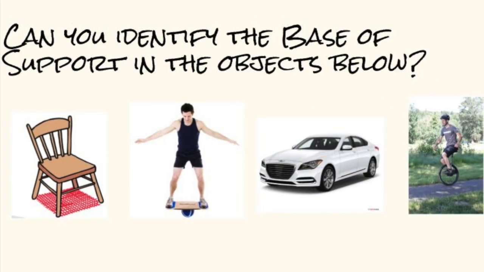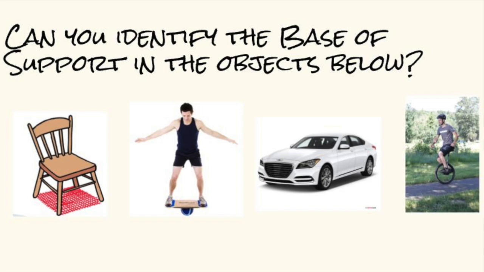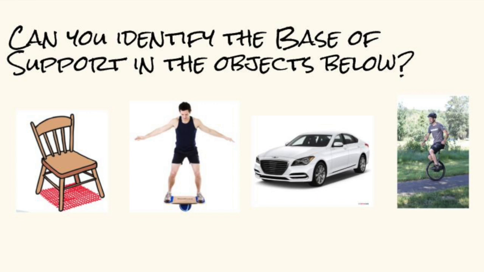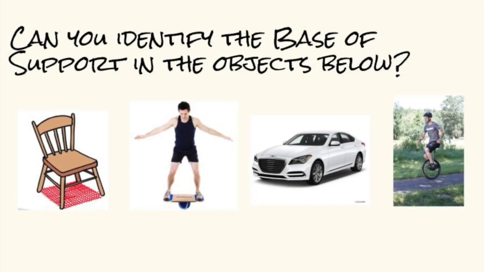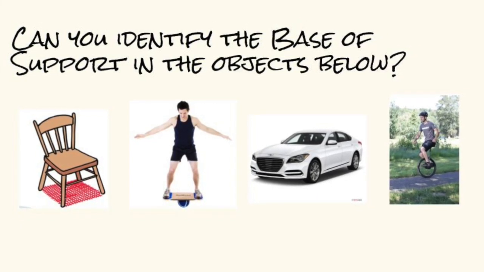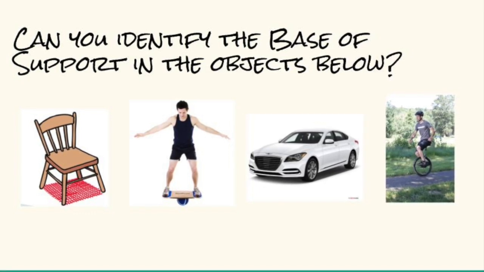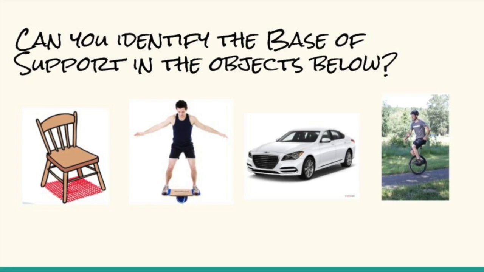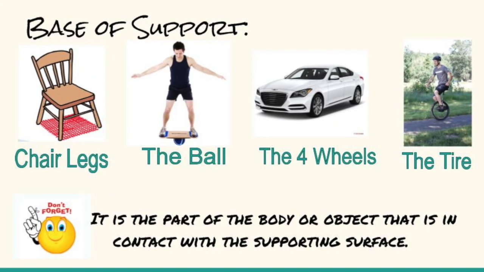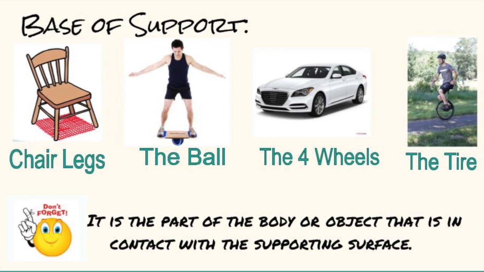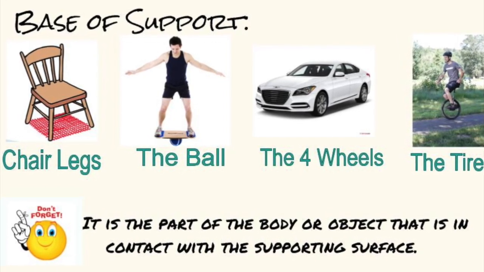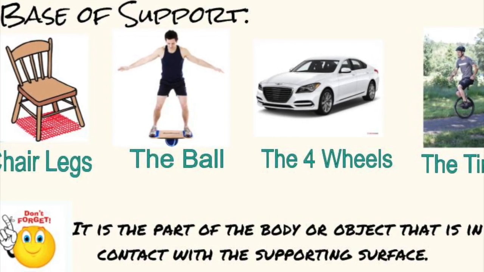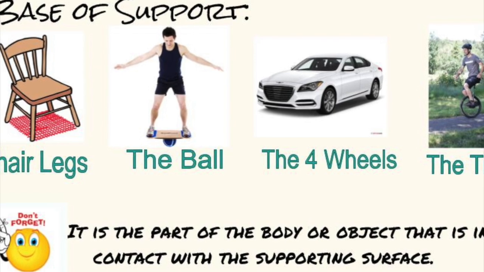Now, looking at each picture, can you identify the base of the support in the objects below? We have a chair, we have a balance board, a car, and a unicycle. Which part of these objects is in contact with the supporting surface? The base of support in these pictures is the ground. For the chair, it's the chair legs. For the balance board, it's the ball. For the car, it's the four wheels. And for the unicycle, it's the tire.